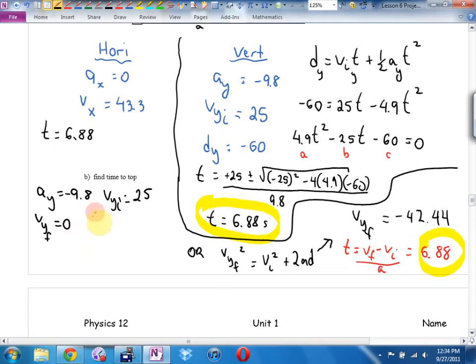Do I have an equation that has A, VI, VF, and T in it? Why, yes, I do. In fact, you know what? It's the same one that Andrew read to us about 30 seconds ago. It's sitting right here in red. It's going to be VF minus VI over A. The time to the top is going to be 0 minus 25 all over negative 9.8. I'm sorry, Christian, for writing so small. What is 0 minus 25 divided by negative 9.8?